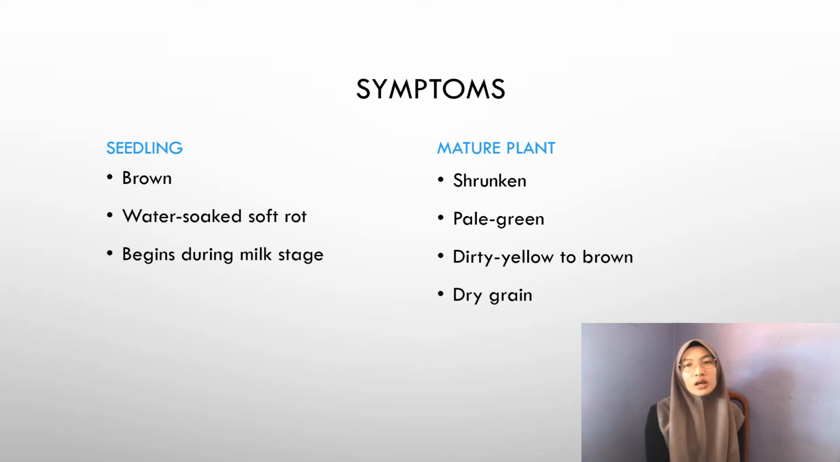Bacterial grain rot usually begins during the milk stage and the infections which occur at heading become more damaging. On mature plants, infected spikelets of the panicle are unevenly distributed. In severe infection, 50% of the spikelets may be affected. Infected grain is shrunken and pale green and then becomes dirty yellow to brown and dry.